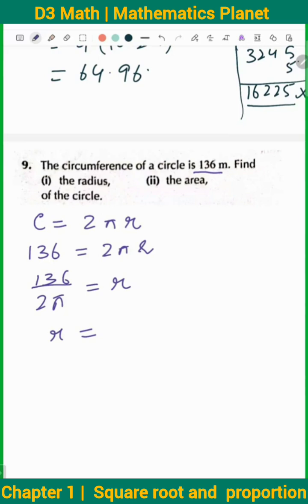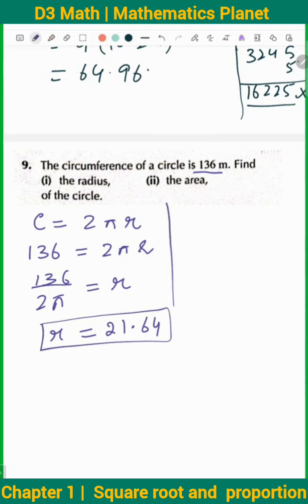Divided by 2. 21.64. The final answer for the radius. Okay. Now we need to find the area of the circle. So what is the formula for area? Pi r square. Yes, Muhammad, are you understanding this question?